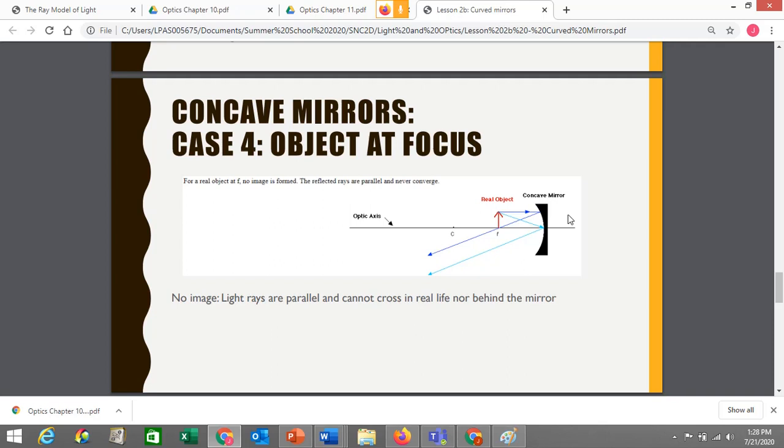You can try this, by the way. If you have a concave mirror, you can do this. If you have even a metal spoon, if you orient it in the right way, you'll see upside down images of yourself. And if you move it so that you eventually end up at the focus, you'll see everything goes blurry, and then you don't get an image.